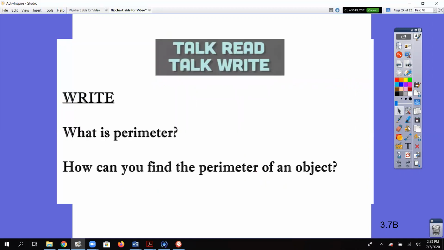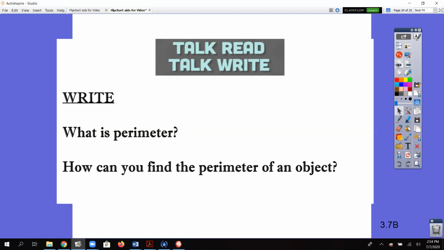Okay, the final part of Talk Read, Talk Write is a write section, a write prompt. They can write it on an index card. A lot of times I would have them write it down and then share, but other times I would have them write it on an index card and they would bring it with them to small group and we'd go over it in small group, because I do want to make sure that they're able to justify and tell me the correct answer. So, what is perimeter?